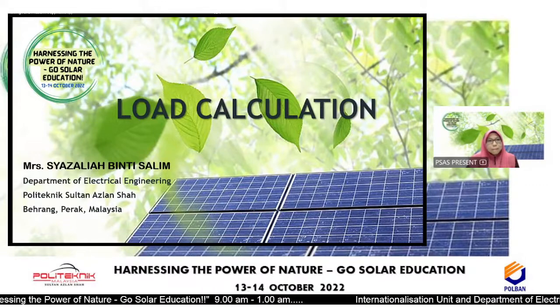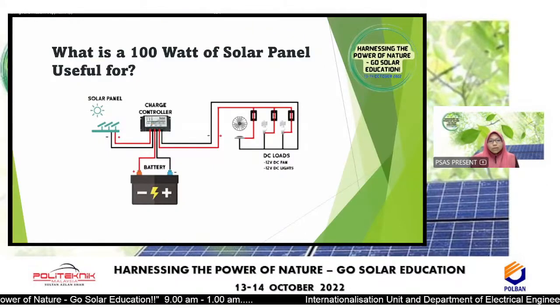So I will continue this session. Did you know what equipment can be used with a 100 watt solar panel? This is the circuit diagram for a 100 watt solar panel, which has the charge controller, battery, and DC load. This type of circuit, we call an off-grid circuit.